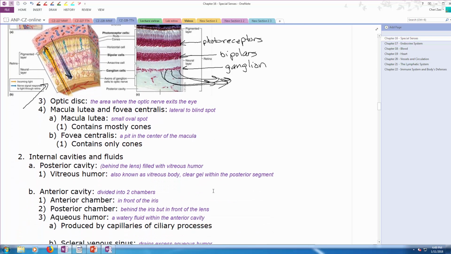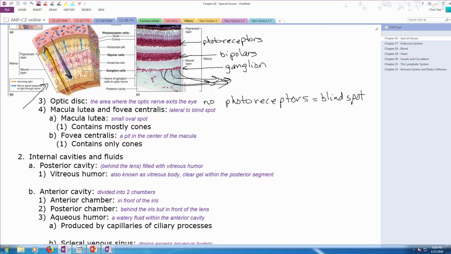All right, optic disc, area where the optic nerve exits the eye. And with the optic disc, there are no photoreceptors here. And that's why we call that area the blind spot. That is the only attachment site of the retina, correct? At that optic disc. Now, the macula lutea and the fovea centralis belong to the retina. They do not belong to the choroid or anything else. They belong to the retina.